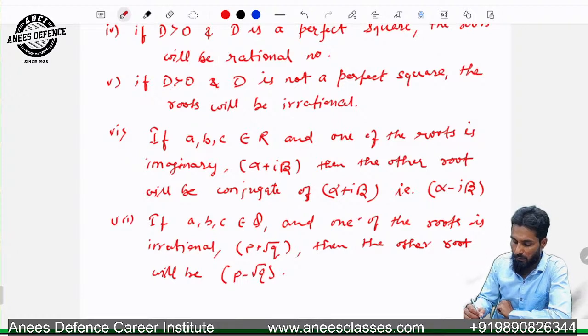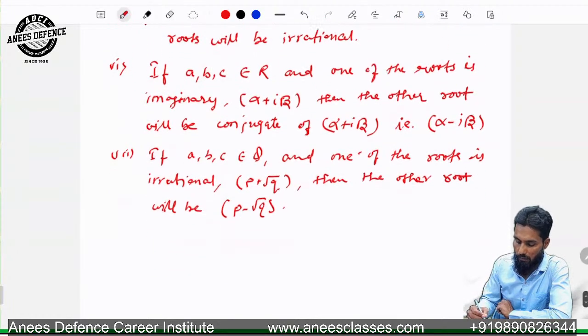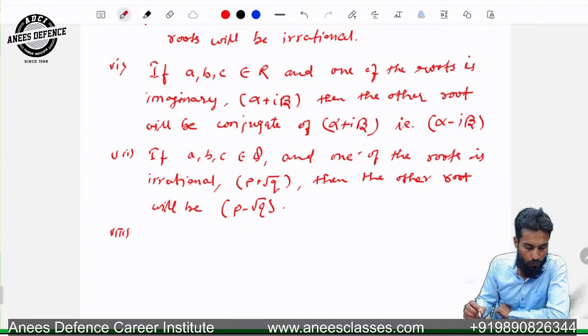Just take the negative of that root part, due to which this whole root is considered as irrational. Just take the negative of that, then it will become the other root for that quadratic equation. So this is our seventh point. Fine. Then point number 8, we can discuss again some interesting small short tricks.